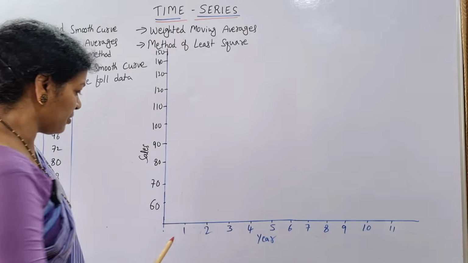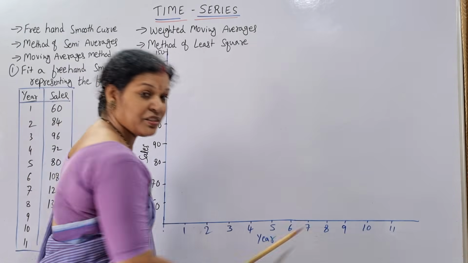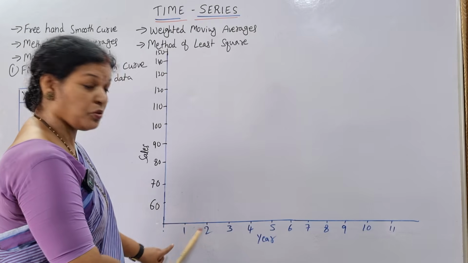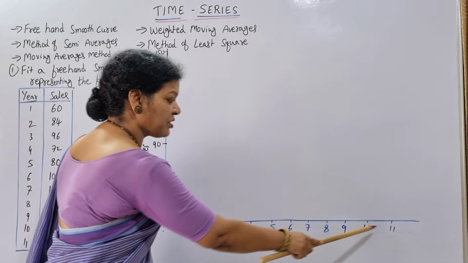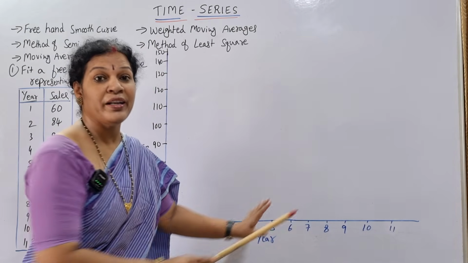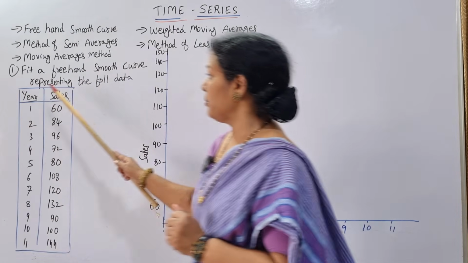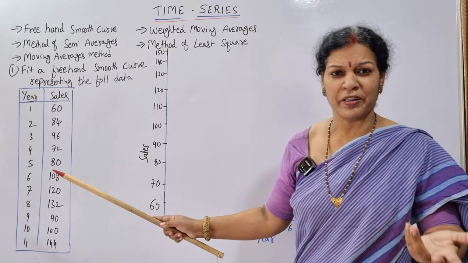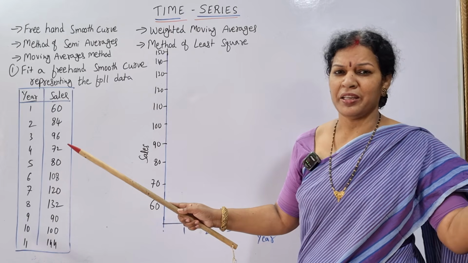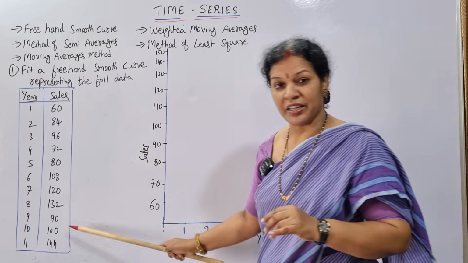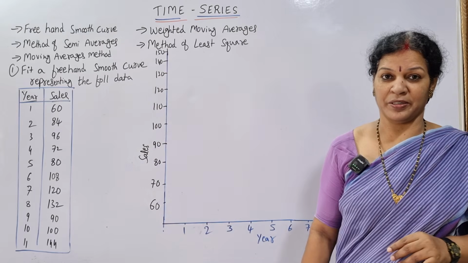How many years? 11 years. All the years I have put. 1 centimeter is the first year, the 2nd centimeter is 2, like this: 1, 2, 3, 4, 5, 6 till 11 years. This is on the x-axis. And on the y-axis, always remember, the given data, maybe sales, production, marks, it can be anything. The given actual data will be taken on the y-axis.